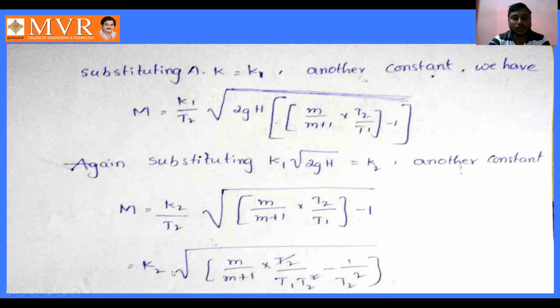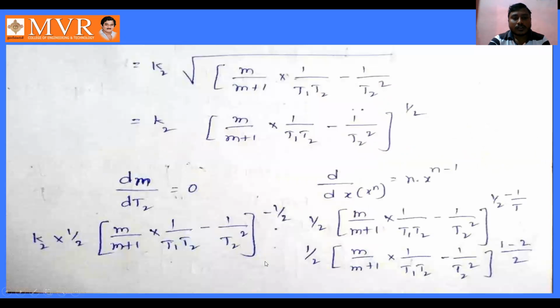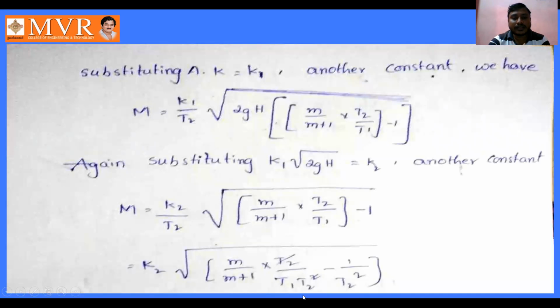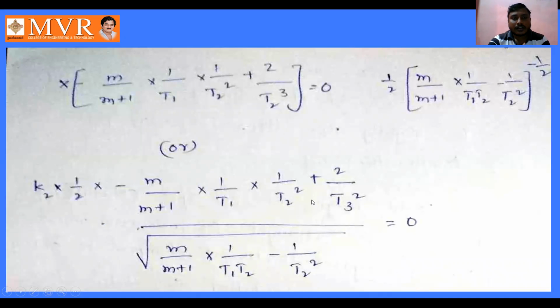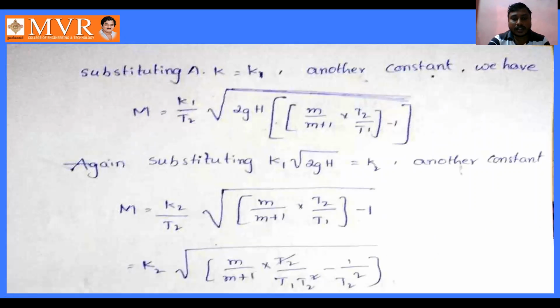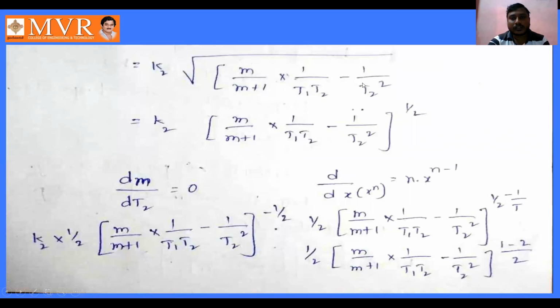Here we can observe k2, root of m by m plus 1. After cancellation there is no other value. Hence we are taking 1 by t1 into t2 minus 1 by t2 square. Hence m is equal to k2, writing the square root as power 1 by 2, m by m plus 1 into 1 by t1 into t2 minus 1 by t2 square, whole power 1 by 2.